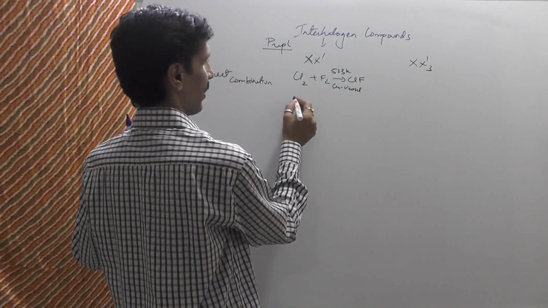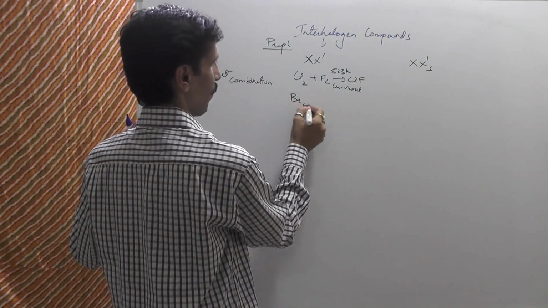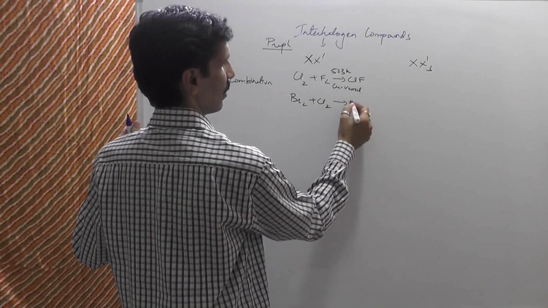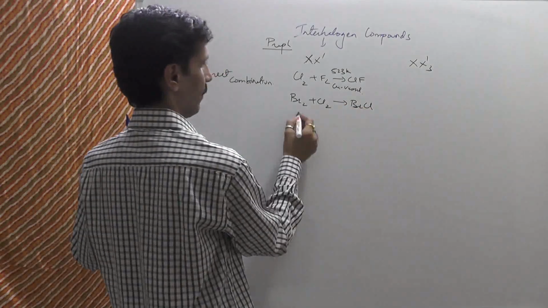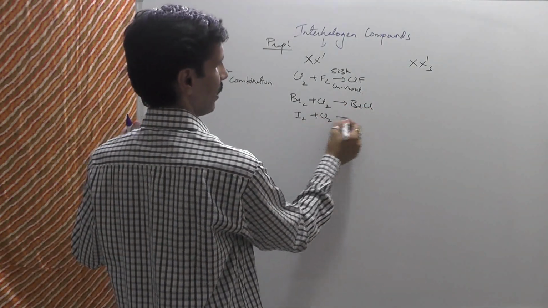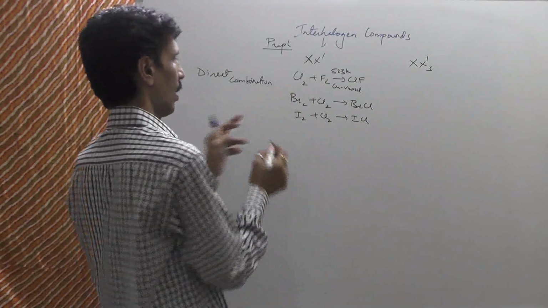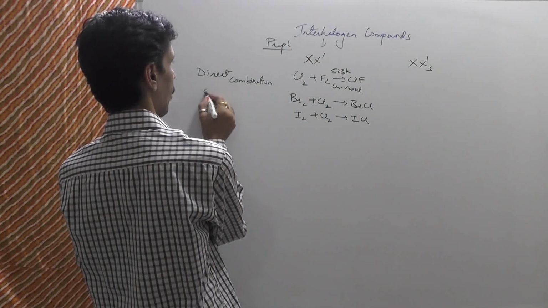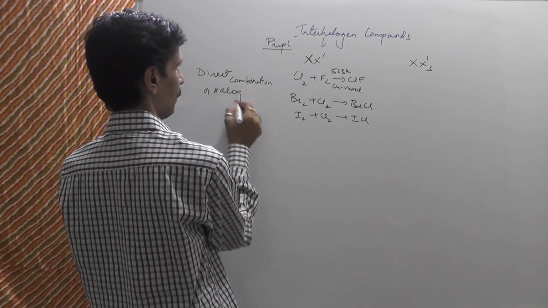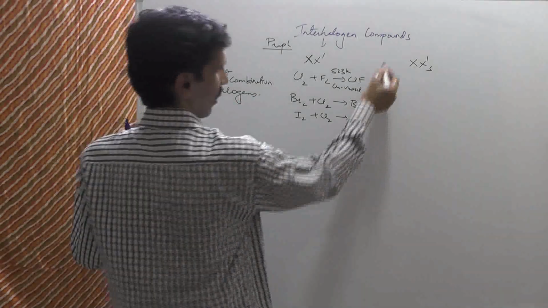We also have a reaction like Br2 plus Cl2, and that gives you BrCl. Similarly, I2 plus Cl2, it gives you ICl. Okay, all these halogens are going to be in equal volumes. So direct combination of halogens. Okay, that is what we can consider.